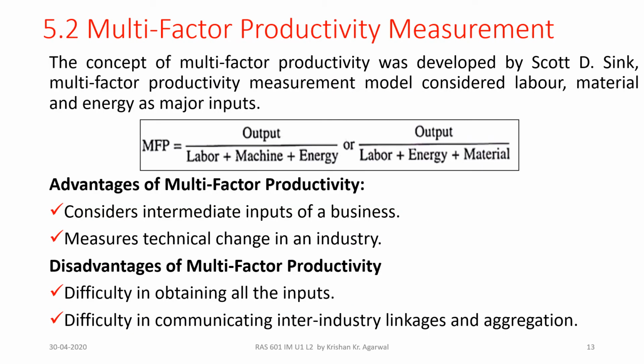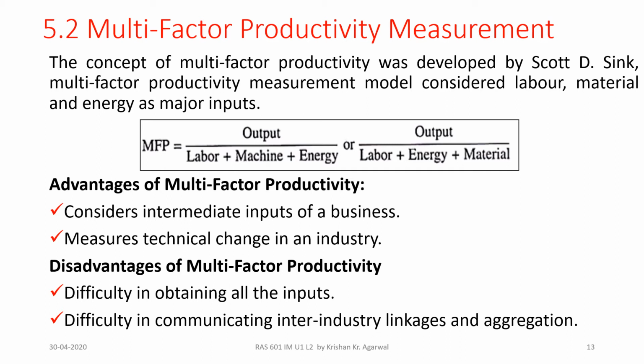Next is multiple factor productivity measurement. As the name suggests itself, multi-factor productivity. Here, instead of taking a single factor into consideration, we'll take two or more than two factors into consideration while calculating the productivity. Here you can see in the formula, the multi-factor productivity for labor, machine as well as energy can be calculated in terms of the ratio of output to the resources in terms of labor, machine and energy taken into consideration, as well as labor, energy, material can also be taken into consideration.